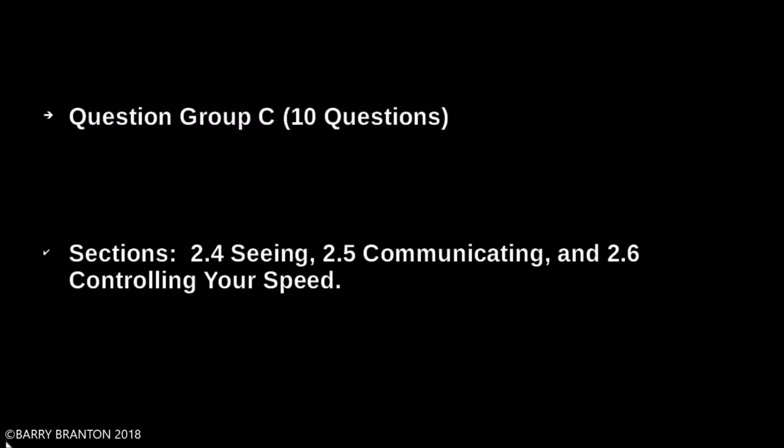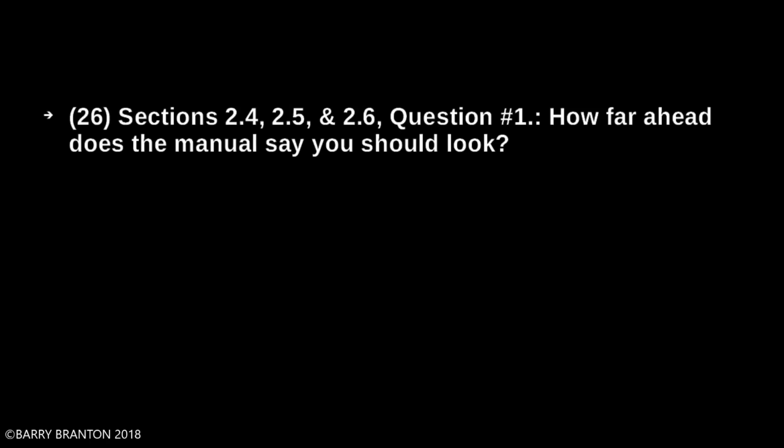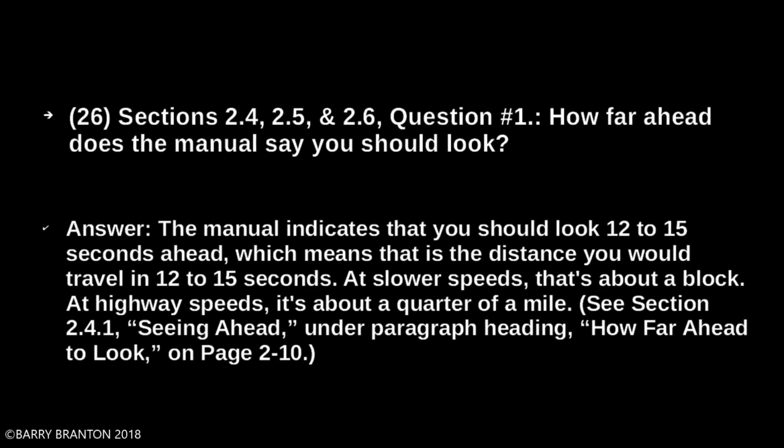Question Group C, 10 questions, covering sections 2.4, Seeing, 2.5, Communicating, and 2.6, Controlling your speed. How far ahead does the manual say you should look? The manual indicates that you should look 12 to 15 seconds ahead, which means that this is the distance you would travel in 12 to 15 seconds. At a slower speed, that would be about a block. At highway speeds, it's about a quarter of a mile.